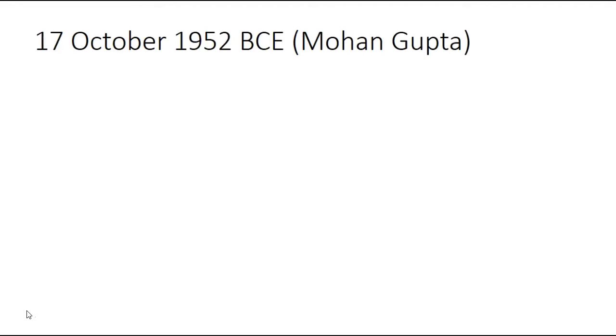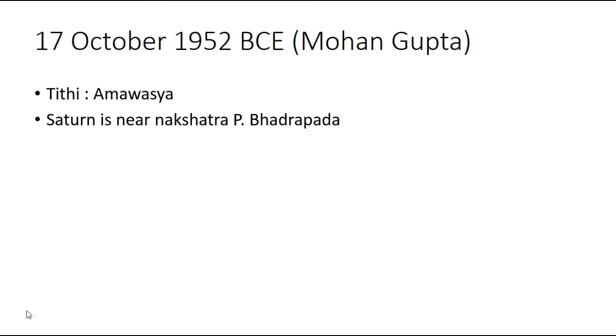Another claim for the first day of Mahabharat war, 17 October 1952 BCE. This is by Professor Mohan Gupta. The tithi is that of Amavasya. Saturn is near Nakshatra Purva Bhadrapada. Jupiter is near Nakshatra Revati. And to the best of my knowledge, Professor Mohan Gupta hasn't commented in any fashion about these 3 observations of Saturn from the Mahabharata text.